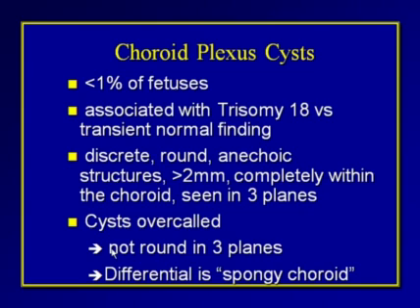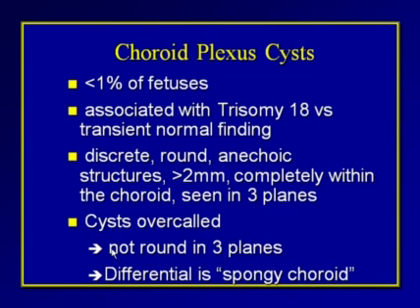A few words about choroid plexus cysts. These occur in less than 1% of fetuses and are associated with trisomy 18, but as we know, choroid plexus cysts are often a transient normal finding. And when we see a choroid plexus cyst, it probably is more often normal statistically than associated with trisomy 18. Choroid plexus cysts are discrete, round, anechoic structures. They should measure over 2 millimeters, and they should be completely within the choroid. In addition, you ought to be able to turn on a choroid plexus cyst and see it in every plane of imaging.